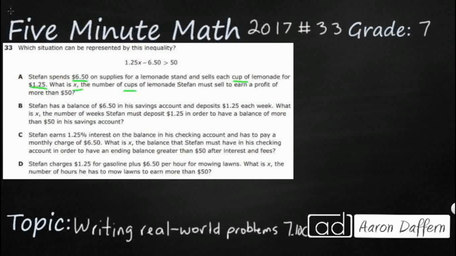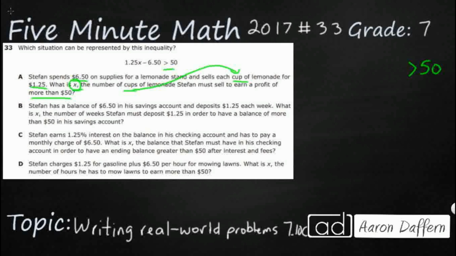So x is the number of cups, so that's going to go with this right here, that he must sell to earn a profit of more than 50. Okay, so that's where that's coming in. So we're at least getting a more than 50. I have to back up a little bit to read what's going on here. So we've got two different numbers. We're selling them for $1.25 each, and we're getting supplies for $6.50. So this x, we don't know what this x is. That's the number of cups that we need to sell for $1.25 each.